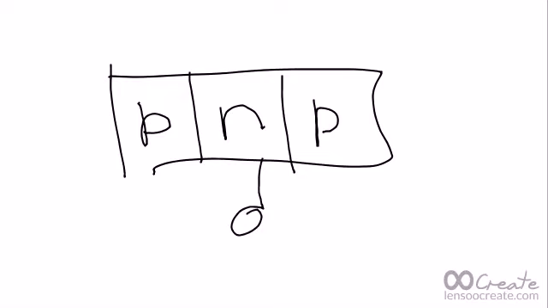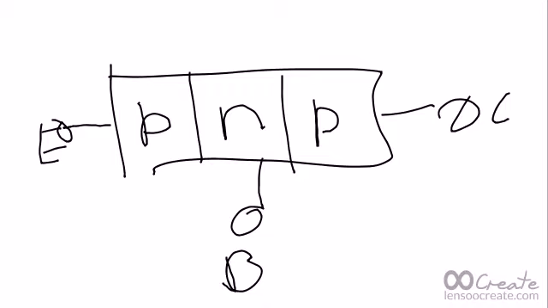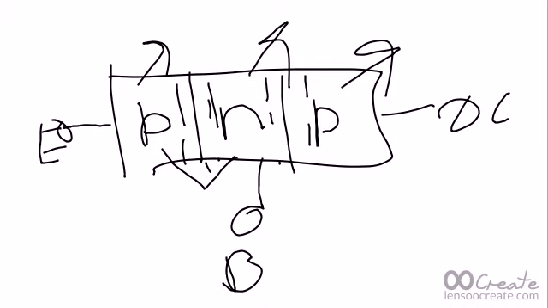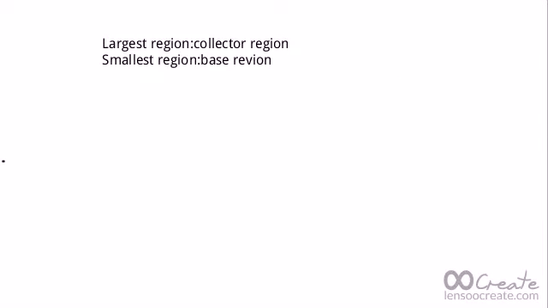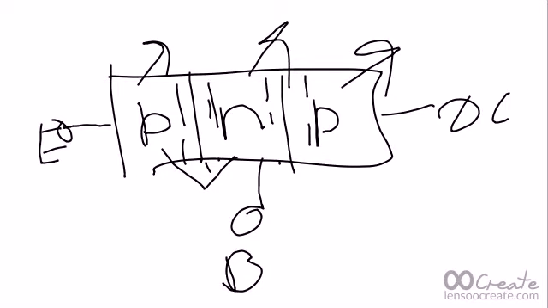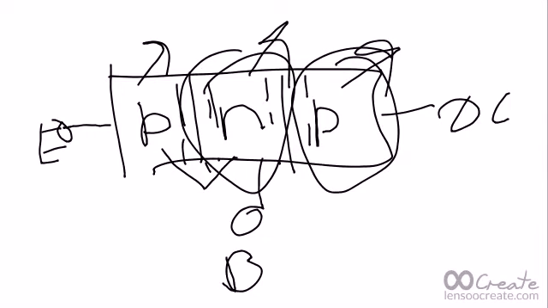PNP. Base, collector, emitter. This is your emitter. Here you have emitter-base junction. Here you have base-collector junction. This is your emitter region. This is your base region, and this is your collector region. So your largest region is your collector region. This one. And your smallest region is your base region.